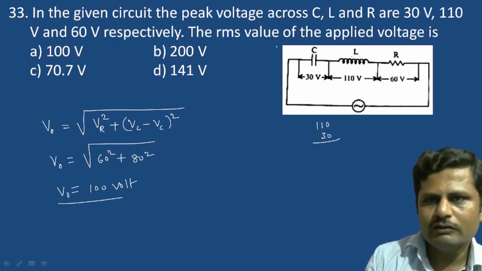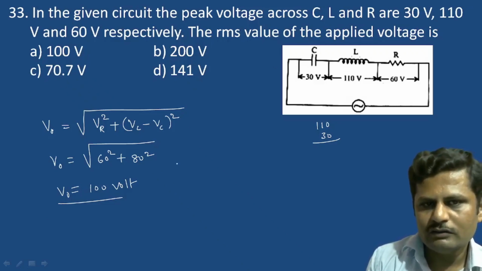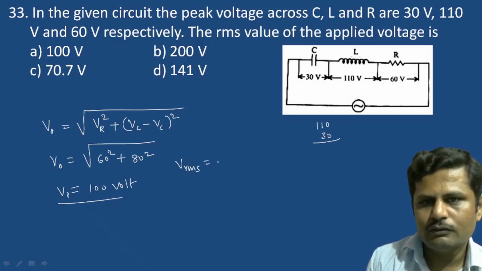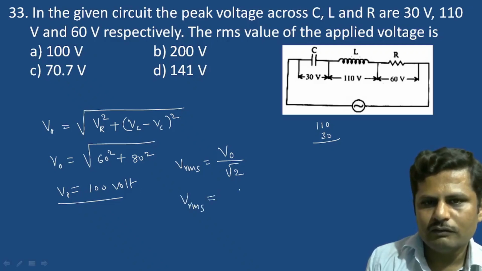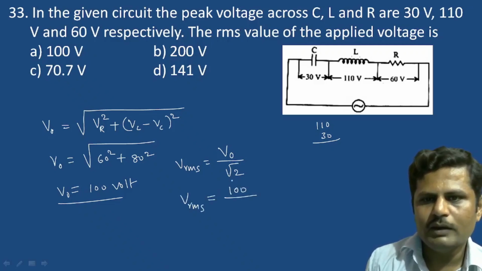Now we need to find out actually the RMS value. We have a relationship between peak value and RMS value. That is, VRMS is equal to peak value of the voltage divided by root 2. So that VRMS is equal to the V naught, just now we found, that is 100 divided by root 2.